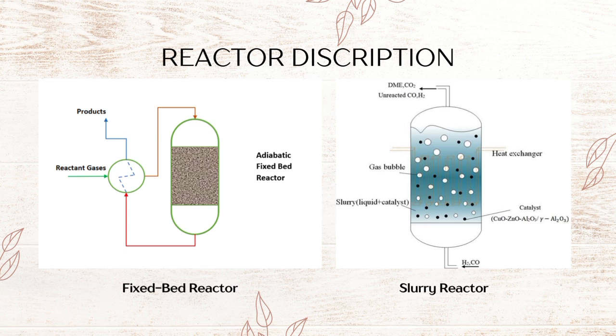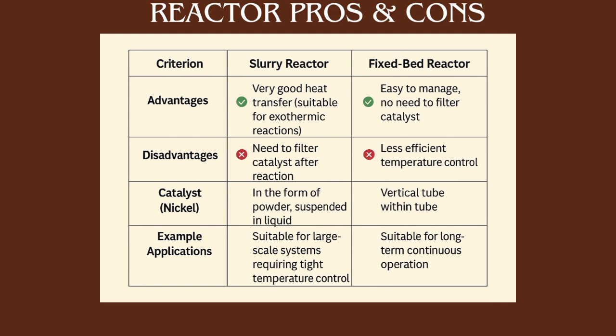industry. Fixed bed is like a fixed path, oil and gas just pass over the catalyst. Slurry is all mixed in one tank, more flexible but difficult to separate the nickel. Now let's compare the advantages and disadvantages of the two types of reactors, slurry reactor and fixed bed reactor.